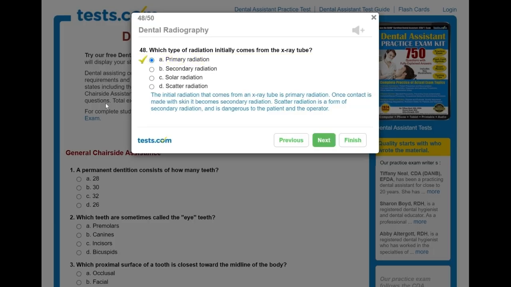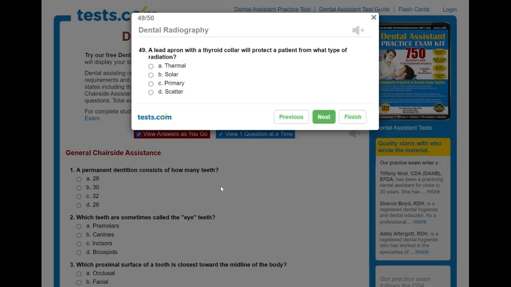A. Primary radiation. The initial radiation that comes from an X-ray tube is primary radiation. Once contact is made with skin, it becomes secondary radiation. Scatter radiation is a form of secondary radiation and is dangerous to the patient and the operator.